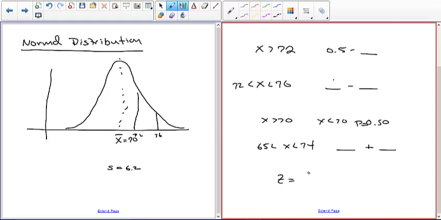Remember, the z-score is x minus x bar over s. So in this case, I give you x bar, and I give you s, and then you use these numbers to calculate the z-scores.